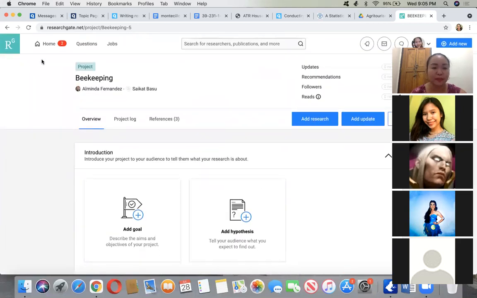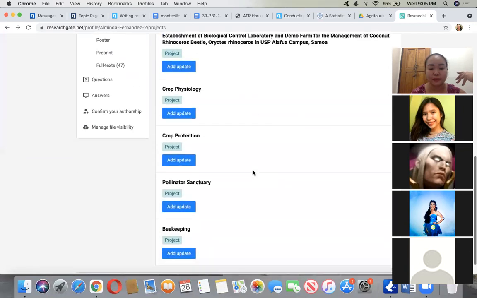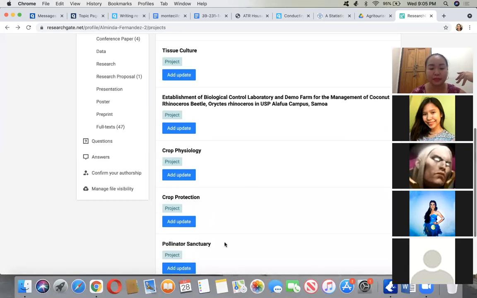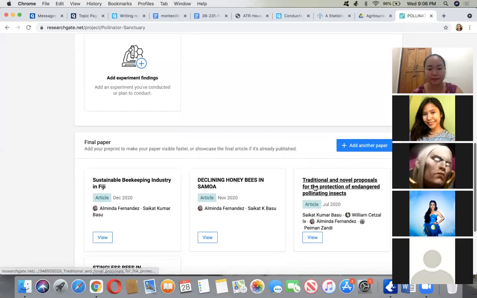Wait, I was looking for that project, but I can't find where I'm a co-author. Yes, this one: traditional and novel proposals. You can see that Mr. Piman Sandy is just one of my collaborators, together with SciCat, in this paper on traditional and novel proposals for protection of endangered pollinating insects.